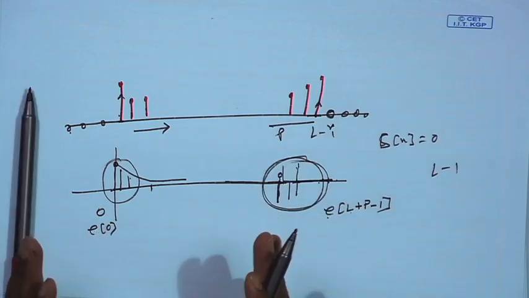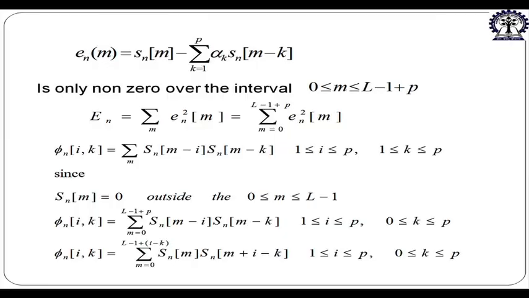If I make the signal windowed by a window, any kind of window, then outside the window the signal value is 0. I am not considering the sample value. Okay. Now, if I do that, then what should be my equation?